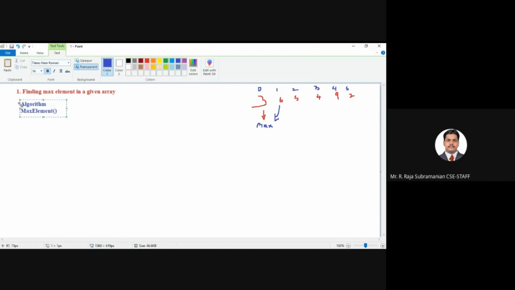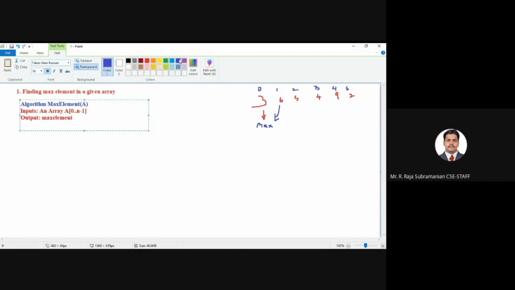What will be the input? The input will be an array of size n. So let me write what the inputs are. The input is nothing but an array A from 0 to n minus 1. 0 dot dot n minus 1 means that there are n elements starting from index 0, right? So far so good? Yes, sir. What will be the output? Output is nothing but the max element, right? Now I'll go here.